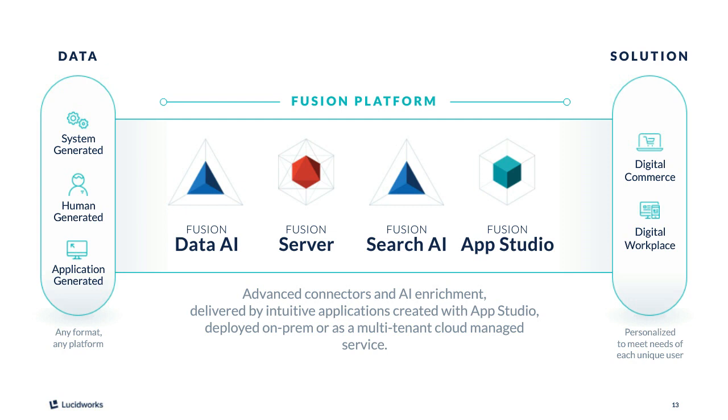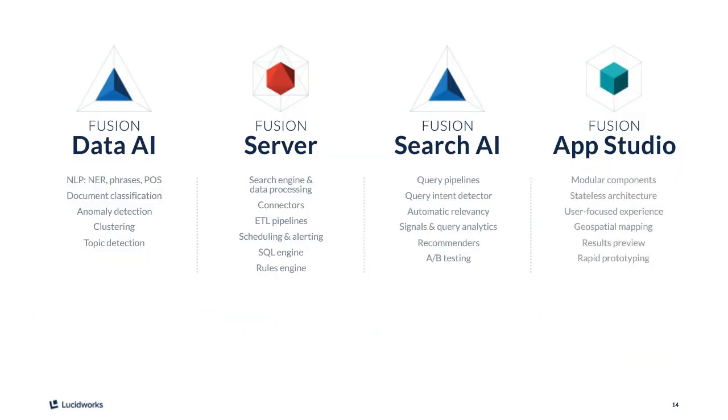Fusion App Studio is the front end that allows teams to quickly create new personalized experiences for different types of users, customers versus employees, different workflows, et cetera, all accessing the same corpus or index of information that's in Fusion Server. All of this can either be deployed on-premise or as a multi-tenant cloud managed service that we would manage for you. So we designed this platform with personalization in mind, personalizing the experience for shoppers on the digital commerce side, and for workers on the digital workplace side.